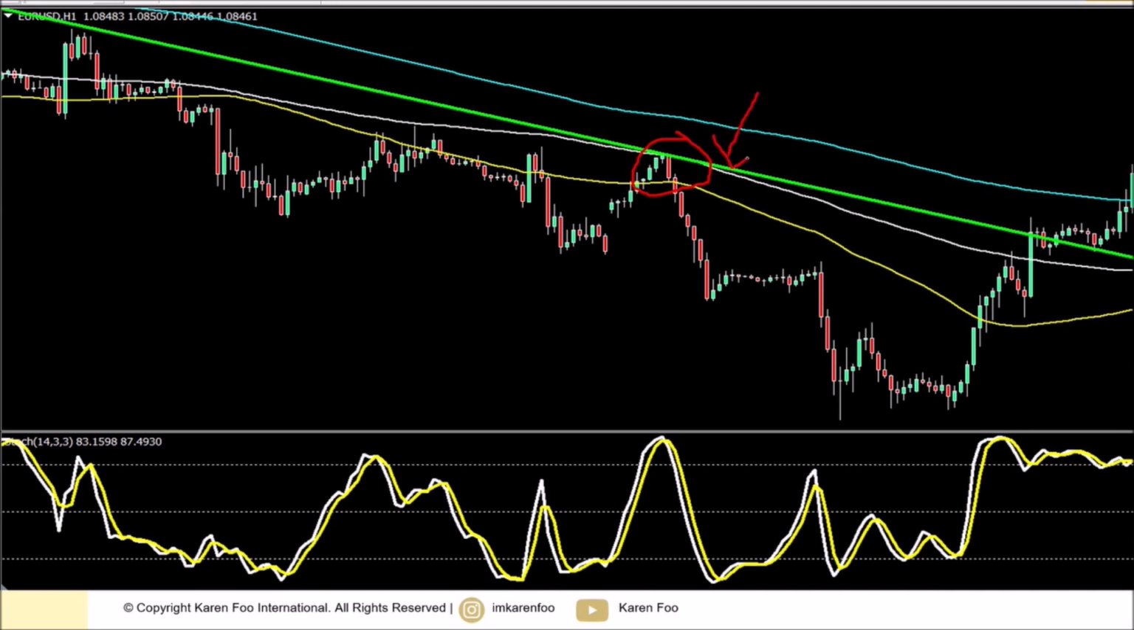Can you see that? There's a confluence, and also your stochastics is showing you an overbought signal. So based on all these confirmations, we are on a downtrend. So what you can do is open a sell trade once this evening star is completed. Put your stop slightly above the 100 SMA or the trend line. Take profit at the recent swing low, and hence this trade will give you a better risk to reward ratio.